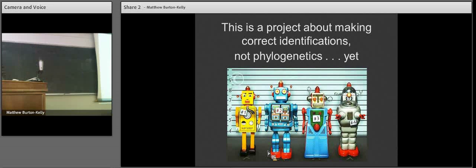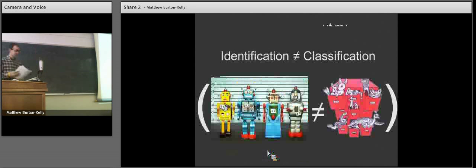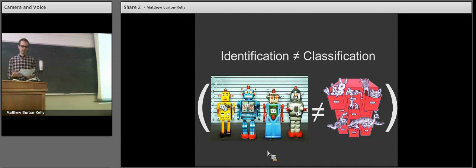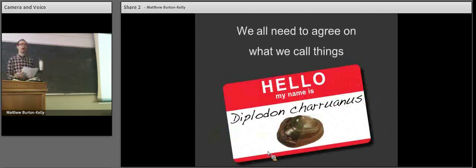So on this, identification is not equal to classification. Classification deals with the concept of a taxon or a type of organism relative to other types of organisms and their relationships. This project focuses on applying names well and consistently to specimens. I'm particularly interested in making sure we apply the right names to things. It makes everything easier if names are applied consistently.